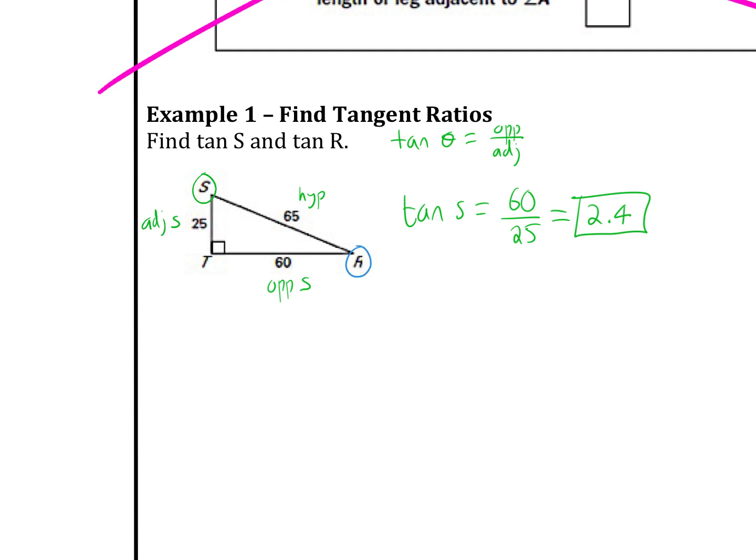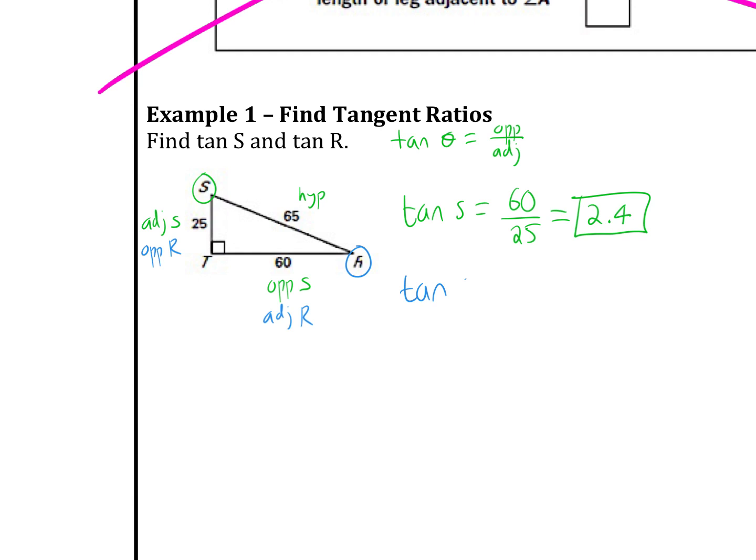So here's R, it's kind of cut off there. So we need the opposite over adjacent for R. Which side is opposite of R? Opposite of R is going to be 25. And what's adjacent to R? Adjacent to R is going to be 60. So it's kind of the same thing, but we're going to flip it a little bit.